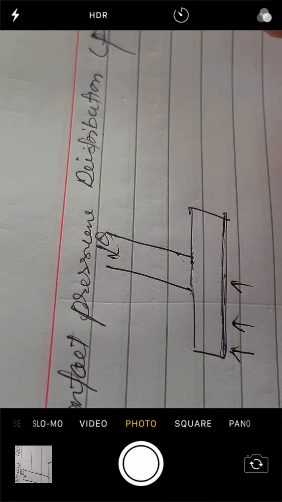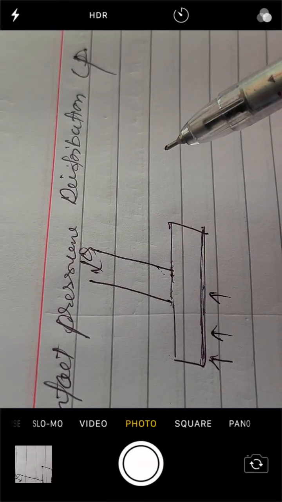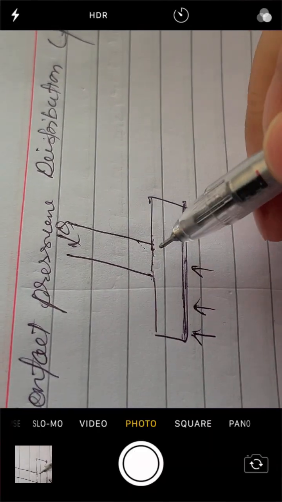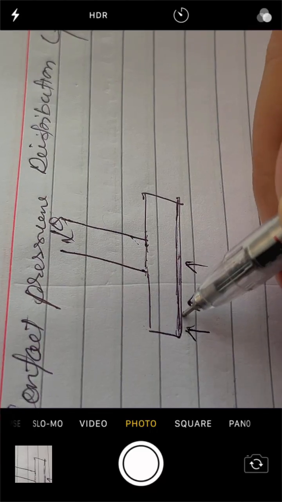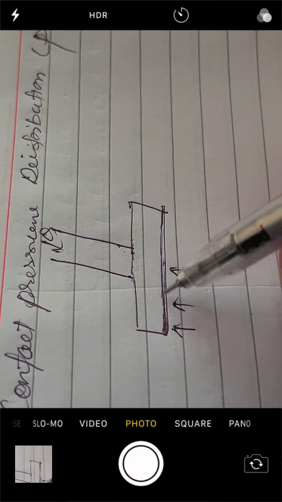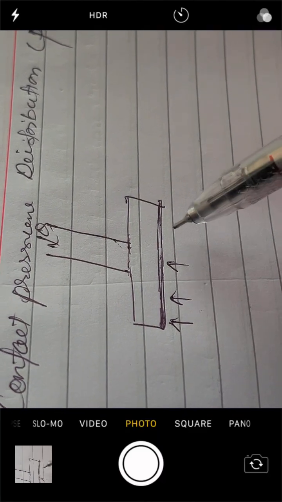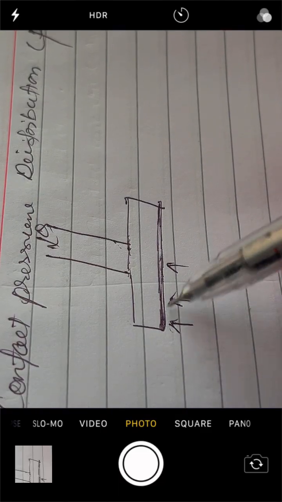Contact pressure distribution. Contact pressure distribution is defined as the vertical pressure acting at the surface of the contact between the base of the footing and underlying soil. Suppose this is my foundation. This is the base of the footing, and the load is being applied. Due to this application of load, pressure will be exerted in this area, the base of the footing. To resist this, there will be a force acting from the underlying soil.